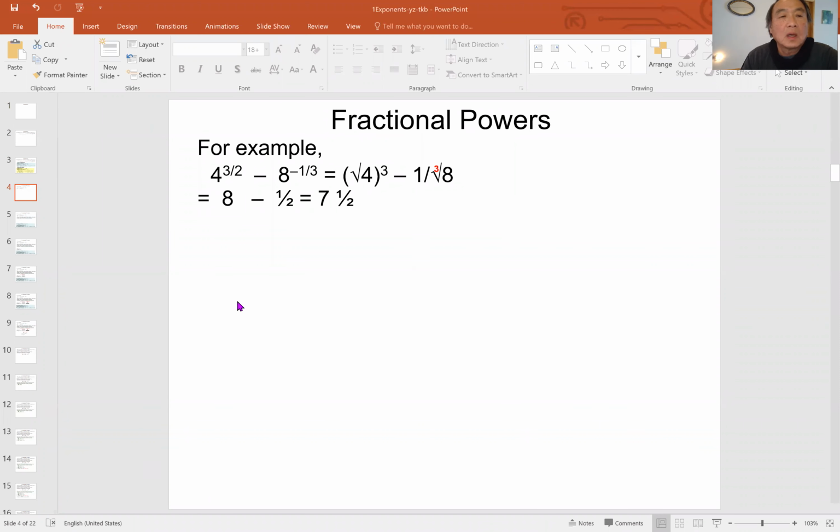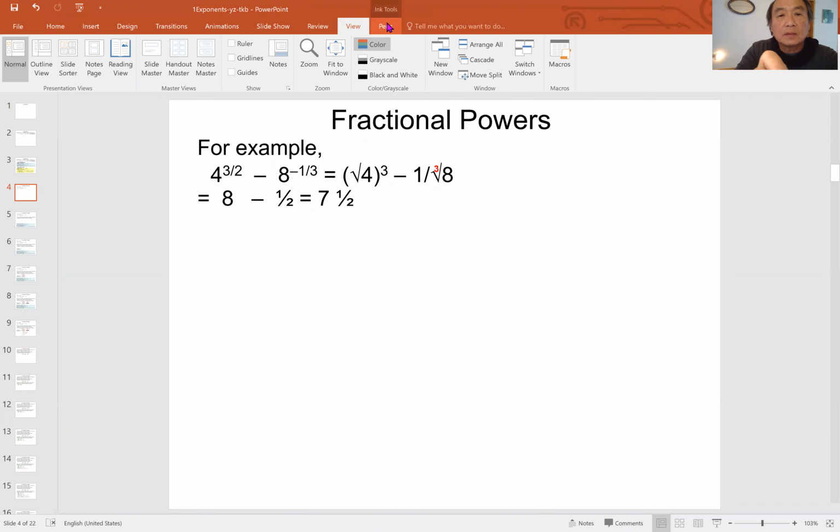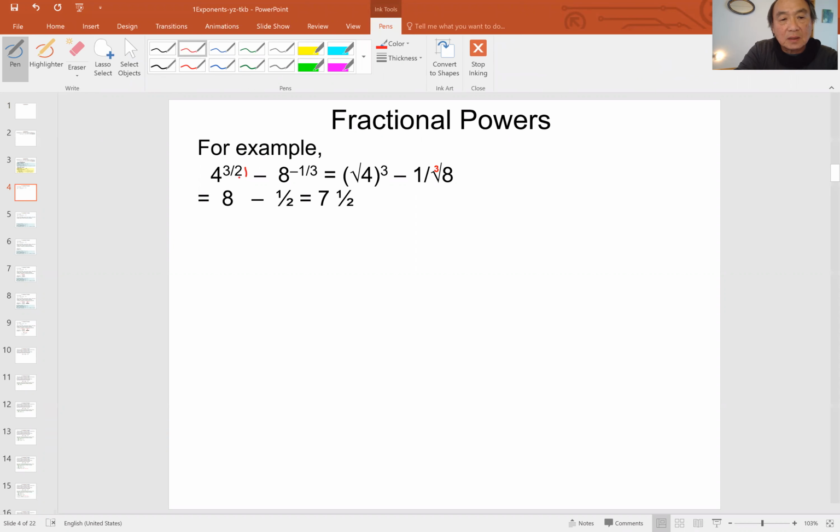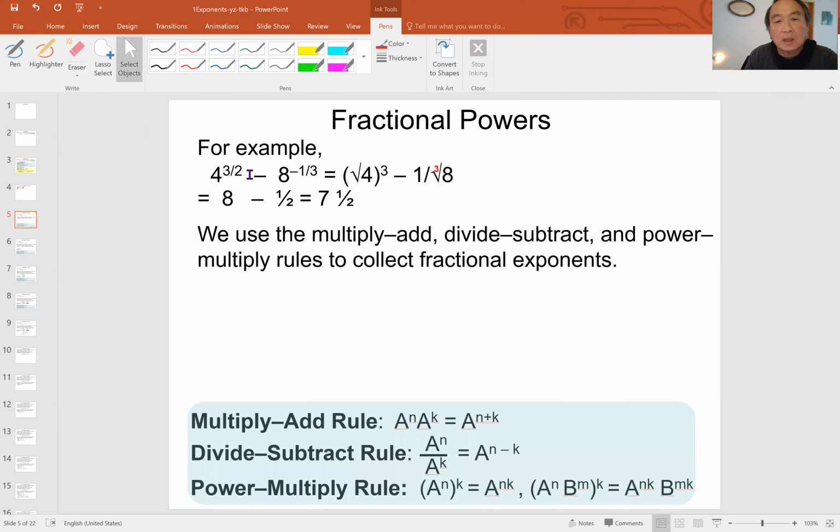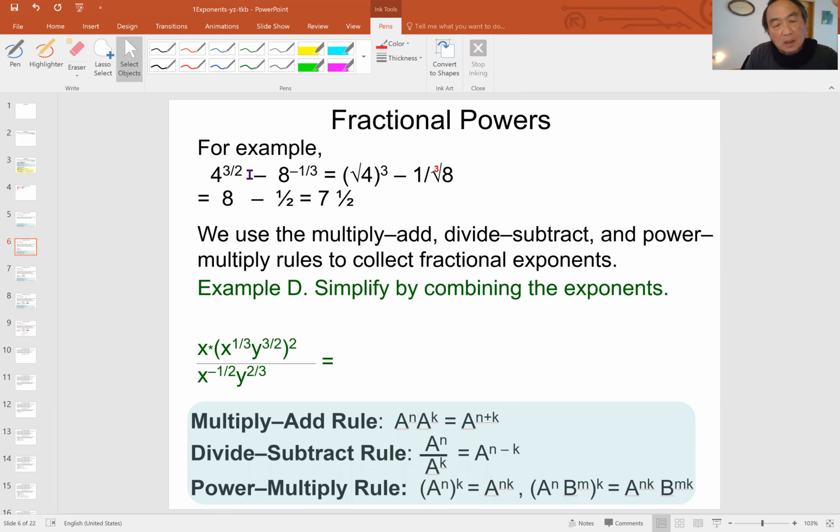For example, if we have these problems, the first thing we see is 4 to the 3 halves. The half means square root of 4. Then we take the power of 3, so we get 8. And similarly, we get a half for the other. And we do this simplification even when we have fractional power.